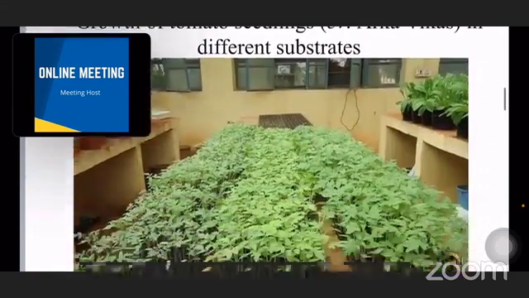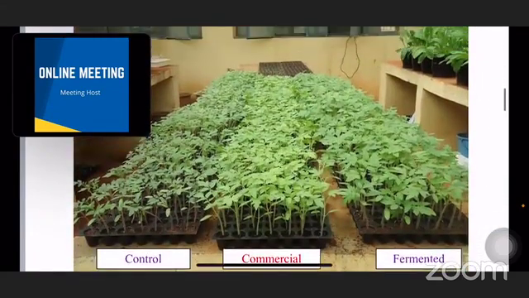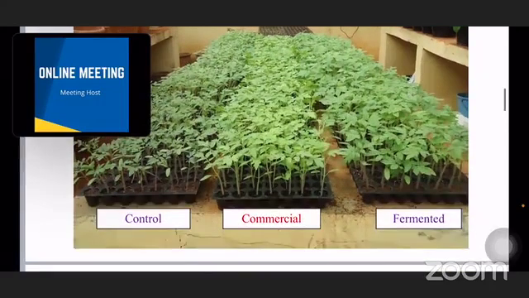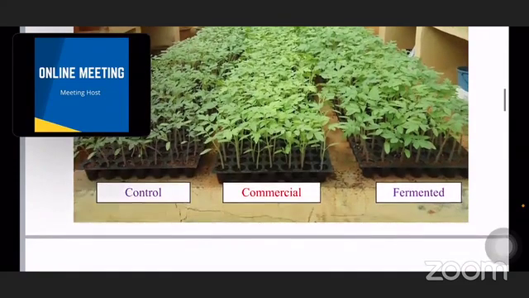Here, as I told, see the control condition, how the seedlings look with the commercial and the fermented media. See the greenness of the seedlings, we can clearly see, right? If we use the Arka fermented cocopeat, we can get vigorous and healthy seedlings. From these plants, we can get higher yield and very good quality tomato produce.